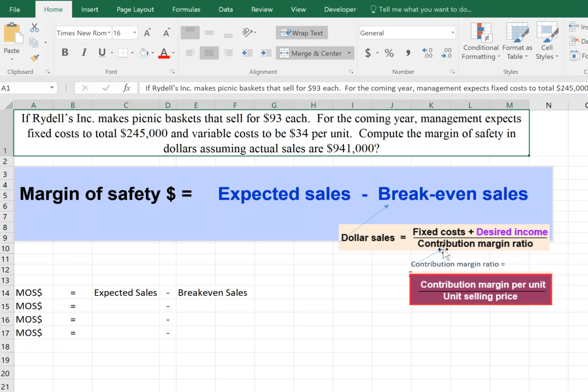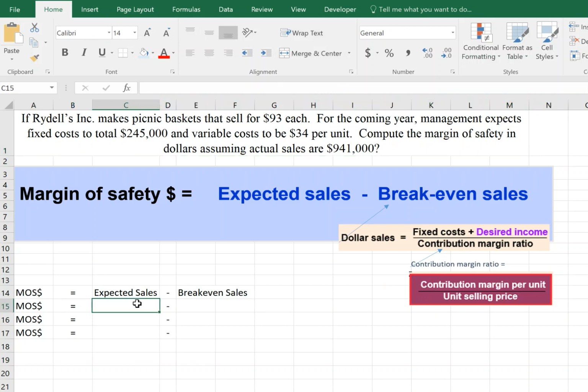So then again, now we have something to calculate. Contribution margin ratio, since we're not given it, we have to find it, is our contribution margin per unit divided by the unit sales price. So let's go ahead, plug in the numbers and figure this one out. So expected sales, and it says, assuming actual sales are $941,000, so my expected sales, I know. Break-even sales, this is what we have to calculate.